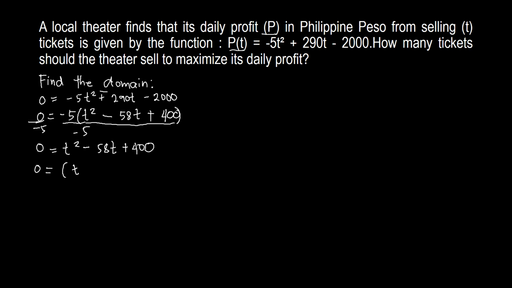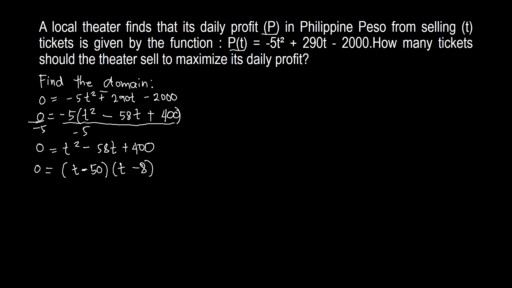So we are going to look for factors of 400 that would lead to a negative 58. And the factors that we are to consider here are negative 50 and negative 8, because negative 50 and negative 8, once you add them, lead to a negative 58. Negative 50 times negative 8 leads to 400. So we are to utilize the factors: negative 50 attached to our t, and then we have t minus 8. So from there, we now have the factored form equation.